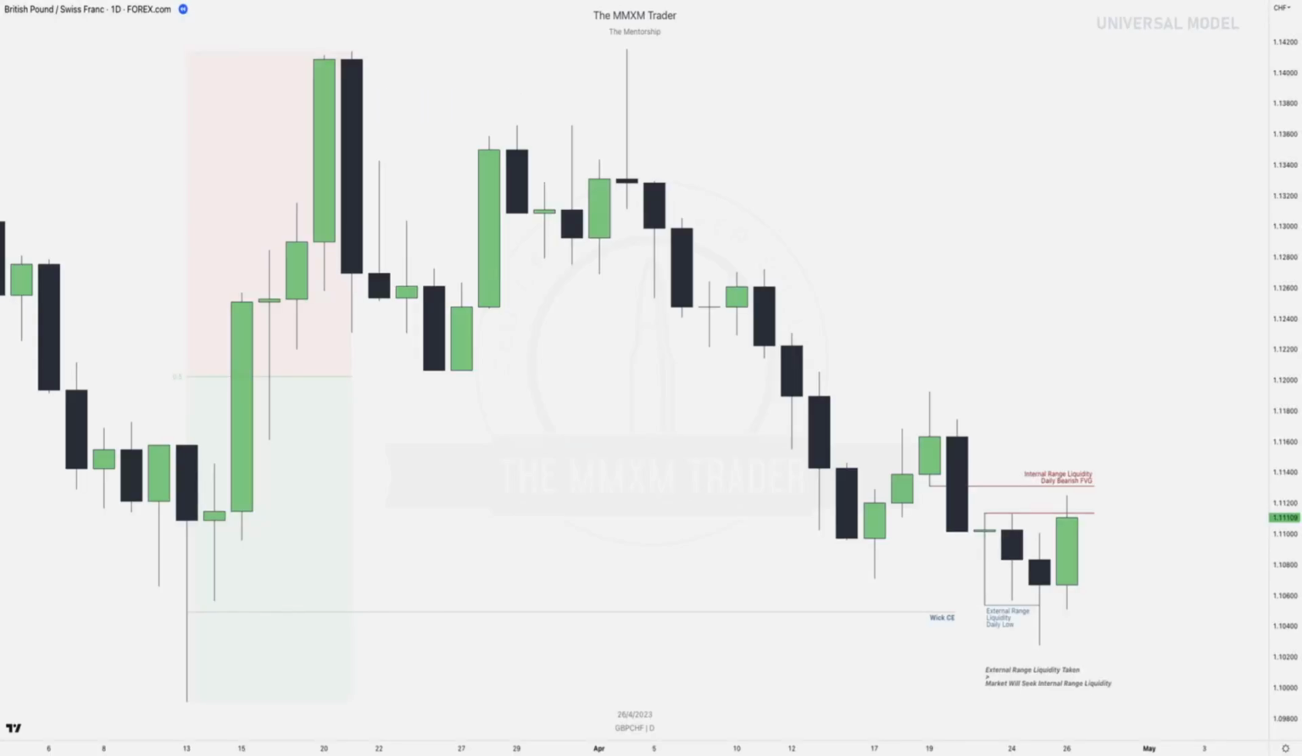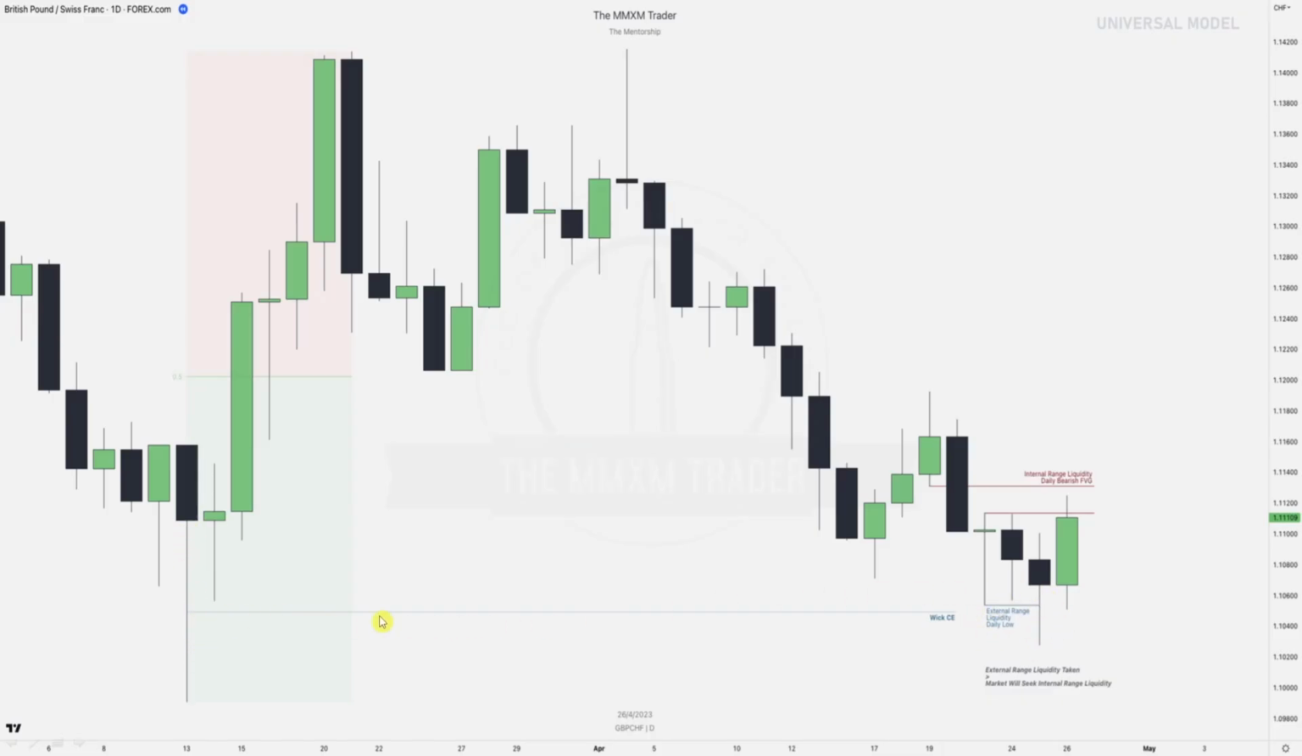Now we're going to do some more additional examples so we can outline even better how this forms and all the time frame alignment with this universal model. We've got a British pound Swiss franc daily chart, right? We go from external to internal. This is our long-term perspective, right? This is the why we should go there. This is where we start off. So we can see this external range liquidity being purged over here.